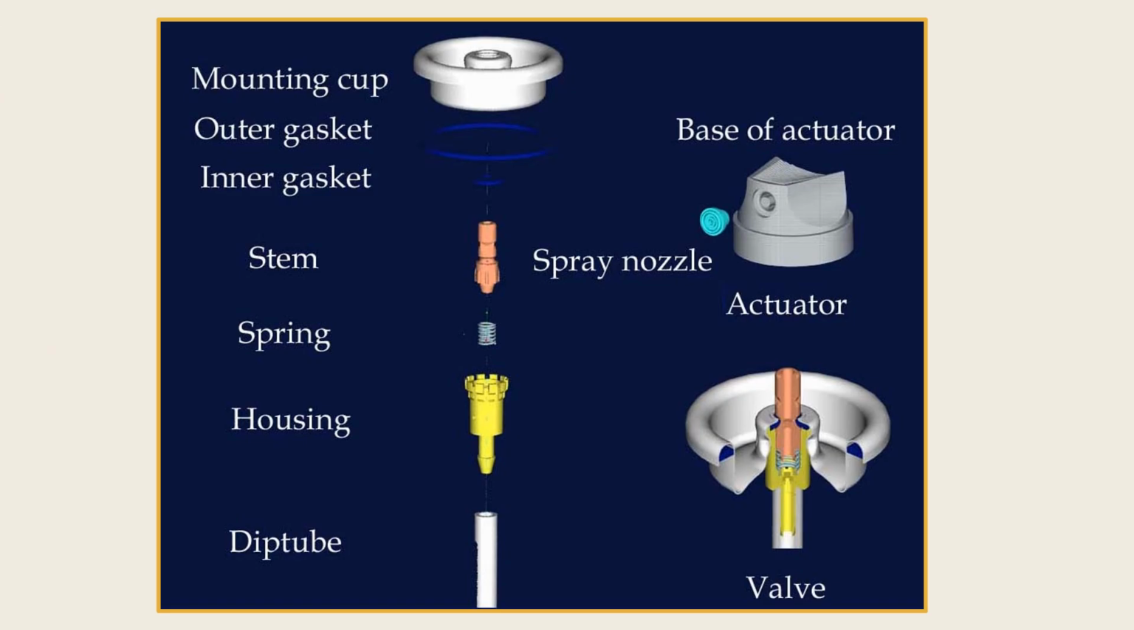So in this figure you can see an actuator and a valve. Valve has various components like the dip tube, which is here, and a housing, spring and stem. Whereas the actuator has a spray nozzle, base of the actuator, mounting cap, outer gasket, inner gasket. So let's discuss valve in detail.